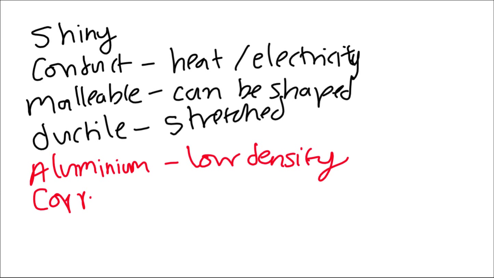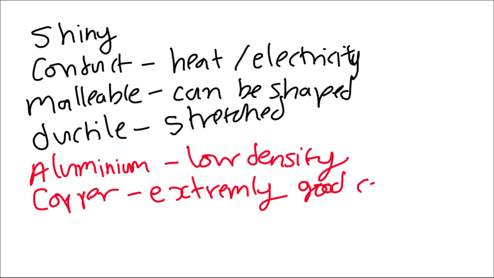Copper is extremely good at conducting electricity. So this is used a lot in electric cables. It's also got quite a low reactivity, so it's not going to react with water much. So that makes it really good for water pipes. They did used to use lead for water pipes, but you got the problem of lead poisoning there.